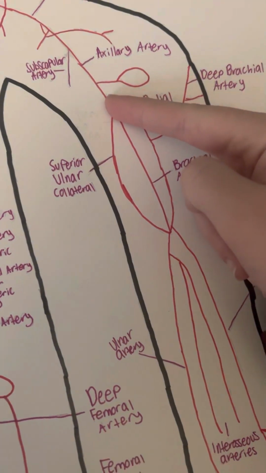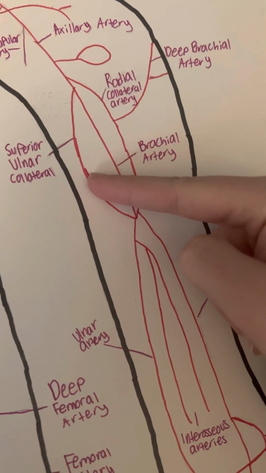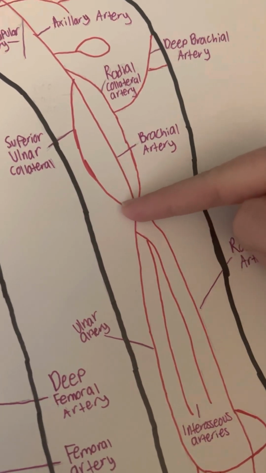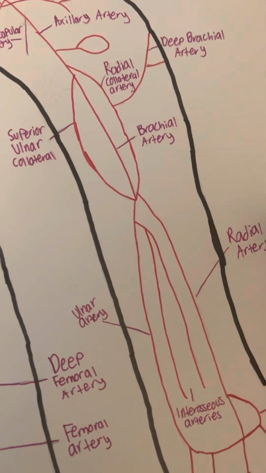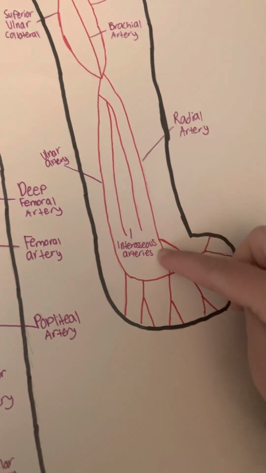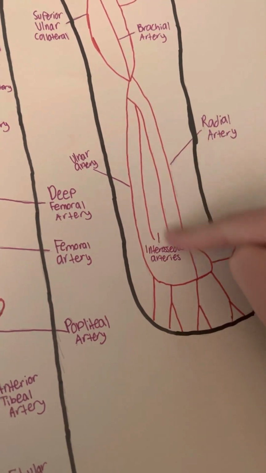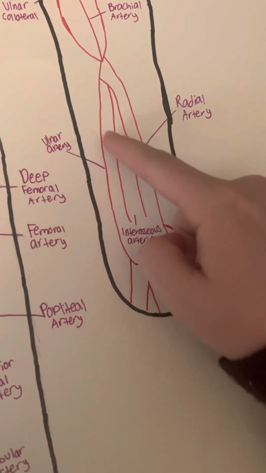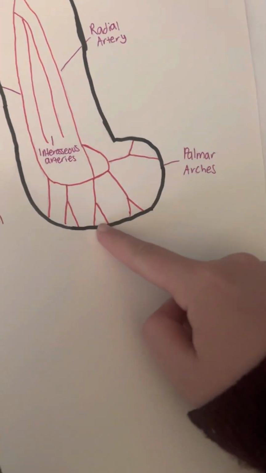And then coming off on the other side, you have the superior ulnar collateral, and then the brachial artery in the middle. And then when you come down here, you have the radial artery, and then the interosseous arteries and the ulnar artery over here, and then the palmar arches.